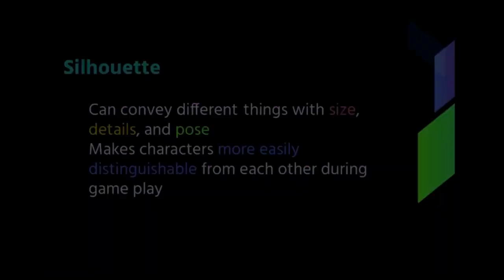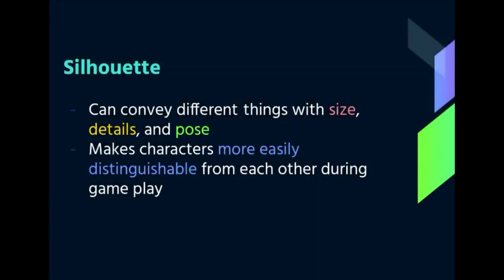character. So the first thing we should consider is the silhouette. Silhouettes can convey a lot of different things, including size, details, and the pose. Making sure you have a very distinct silhouette makes characters really easy to distinguish between others, especially during gameplay.